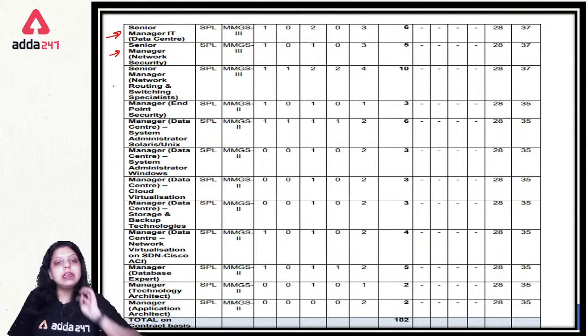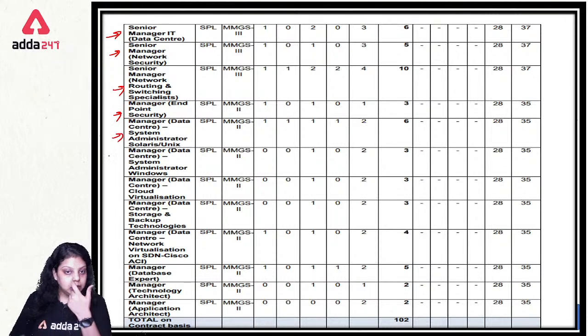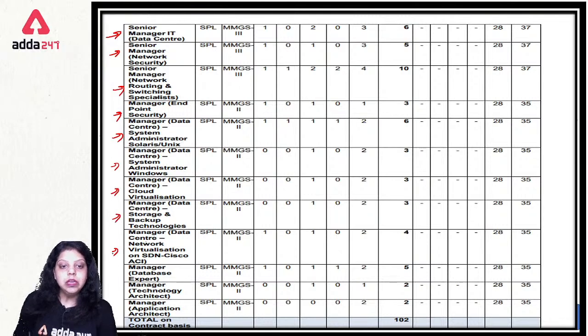Then we have Senior Manager Network Routing Switching Specialist. Then we have Manager Endpoint Security, Manager Data Center System, System Administrator Windows. Then we have Manager Cloud Virtualization. Then we have Manager Backup Technologies. Then we have Manager Network Virtualization. Then we have Manager Database Expert, then Manager Technology Architect, then Manager Application Architect.